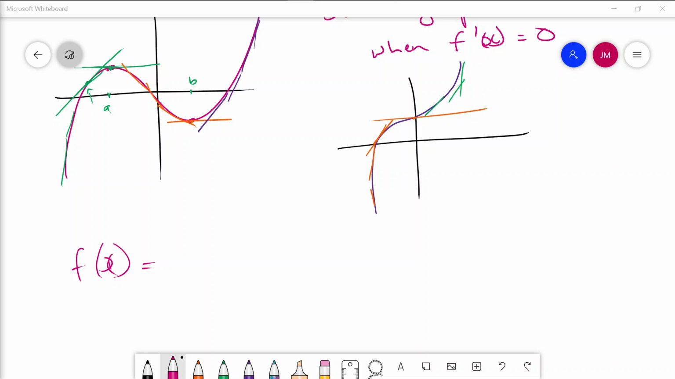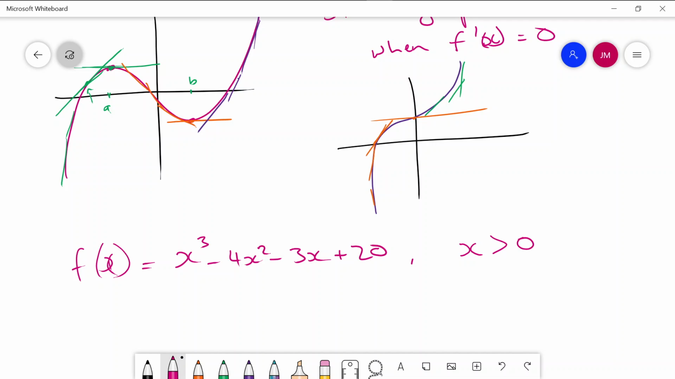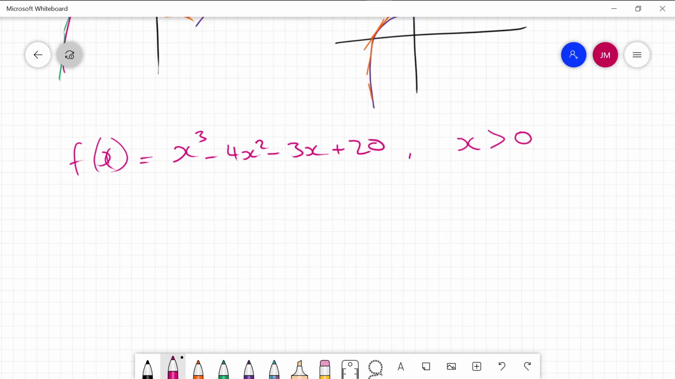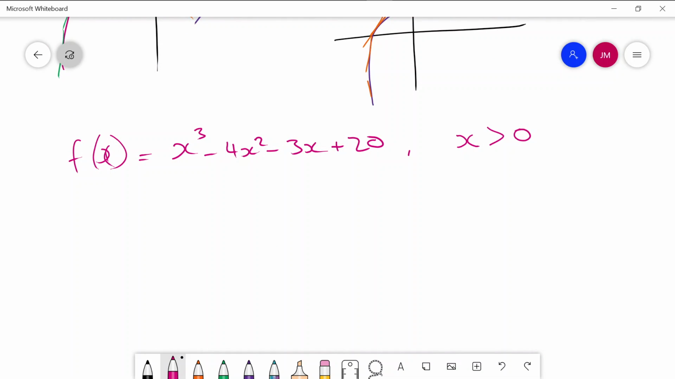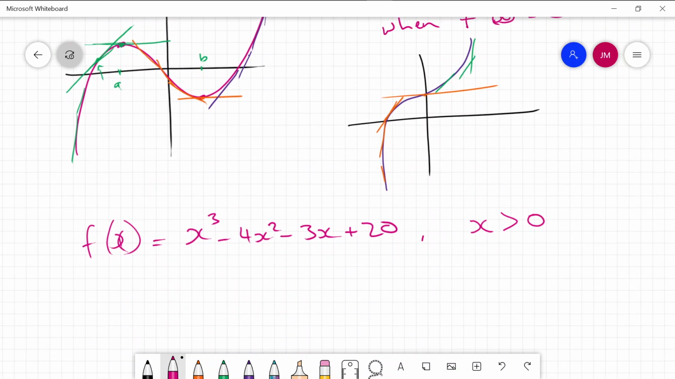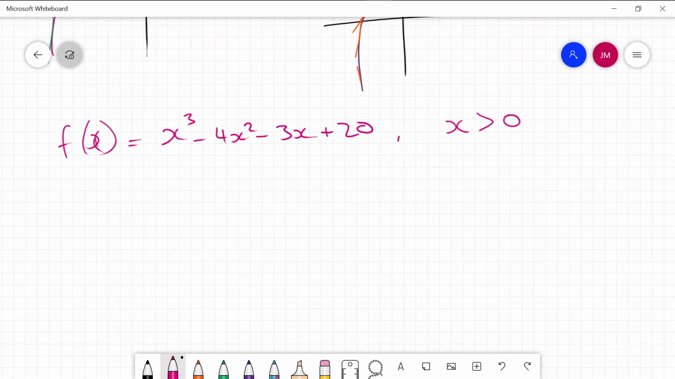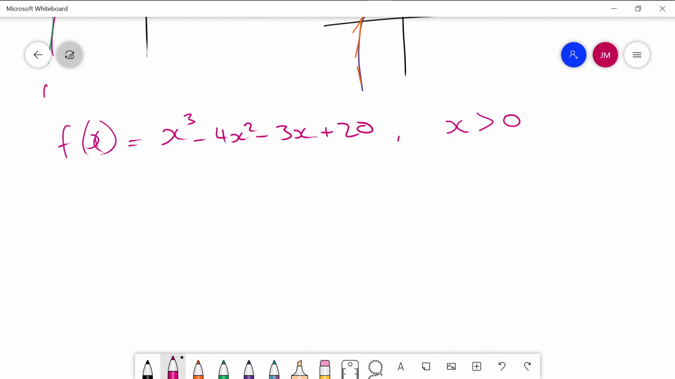So let's use a cubic. Let's say f of x equals x cubed minus 4x squared minus 3x plus 20. And let's just look for the stationary points when x is greater than 0. We know cubic functions, and we can see the general shape from those two that I drew there. It could take those forms. We want to find the stationary points. So first things first, find the derivative.